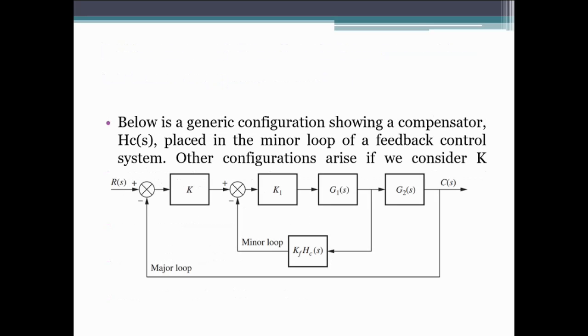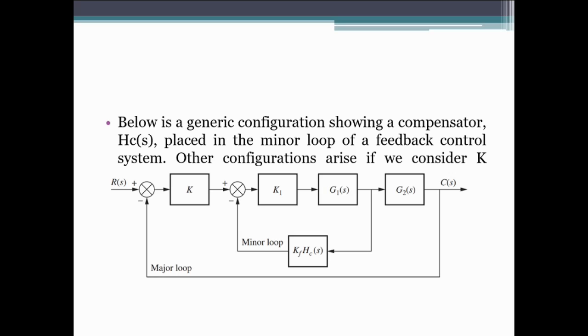Below is a generic configuration showing a compensator H_C(s), which is in place in the minor loop of a feedback control system. Here in the figure, it shows a sample of a system that has a feedback function, a feedback control system. Here, the feedback compensator is labeled H_C(s).